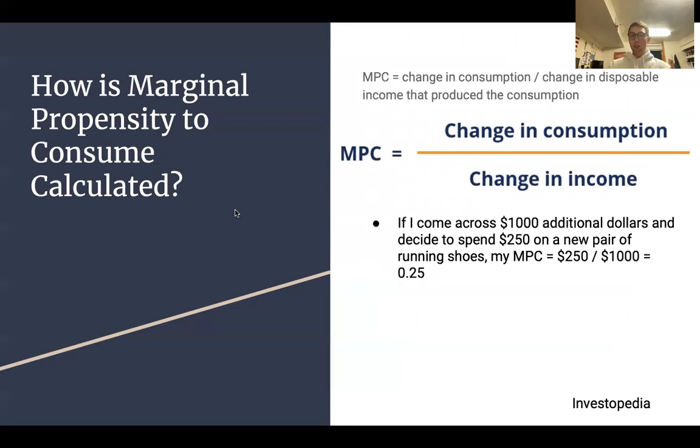The equation for marginal propensity to consume is a change in consumption over a change in disposable income that produced the consumption. So in reality, it is actually a derivative, as it is a change in a function.